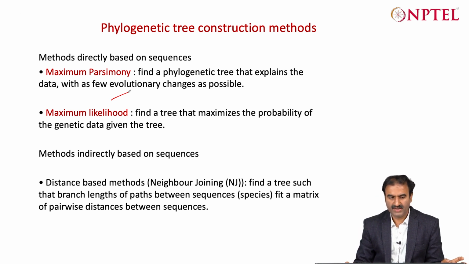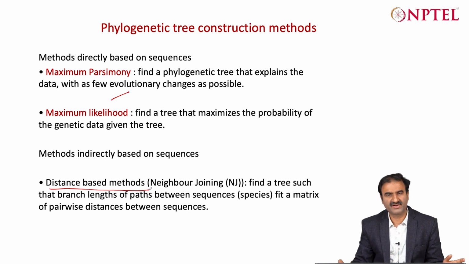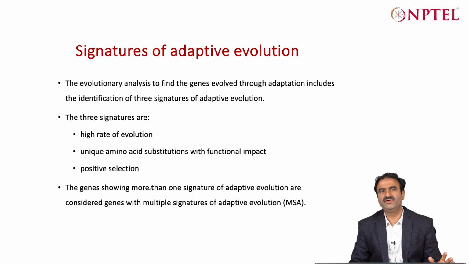Okay, so basically maximum parsimony, maximum likelihood and distance-based methods like neighbor joining etc. are the commonly used methods for phylogenetic construction. We will have a separate lecture for taxonomy and phylogeny, and there I will go into the details of these. So now we should move on to the next step.